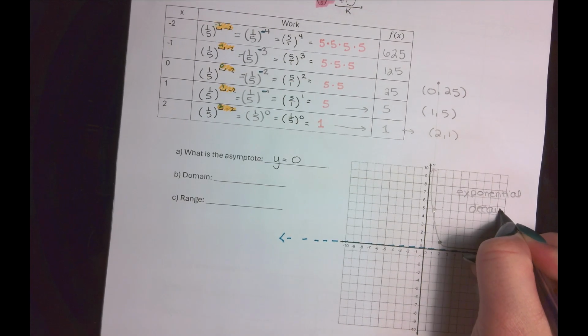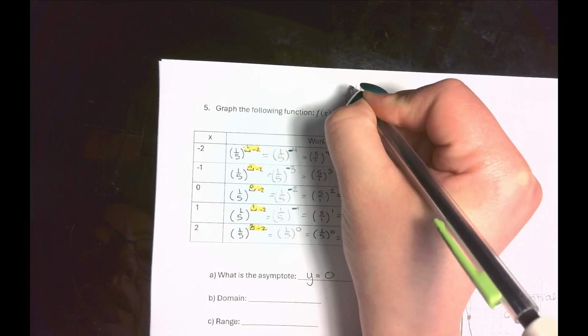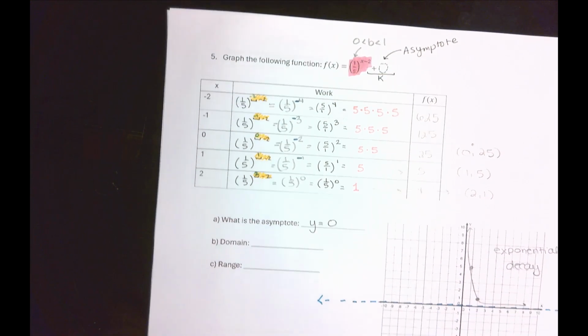And we know this is going to be a decay function because if we go back up here and look at our b value, it is between 0 and 1. So that means that we will have a decay function.